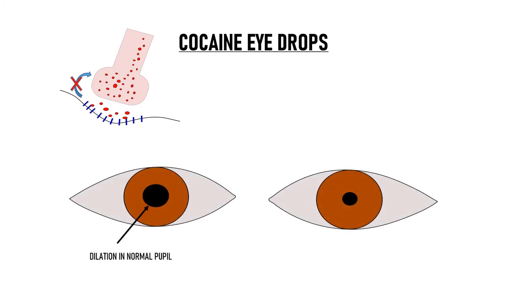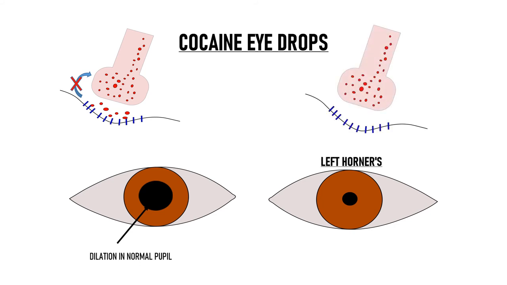This is what is seen in a normal pupil, where the oculosympathetic pathway is intact and the transmitter stores are adequate. However, in the pupil that is affected by Horner's, cocaine would not produce its effect because here noradrenaline is not present at the synaptic junction in the first place. So the question of blocking its reuptake does not arise. Thus, the affected pupil in Horner's syndrome would not dilate with cocaine eye drops regardless of the site of lesion, and this confirms the diagnosis of Horner's syndrome.